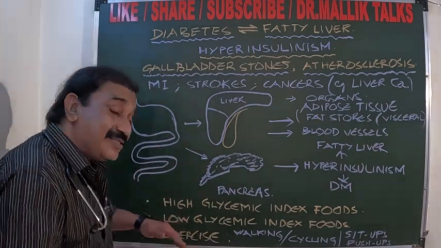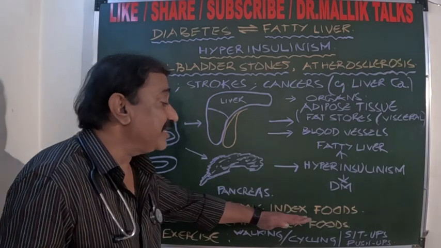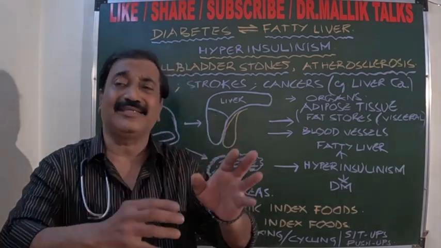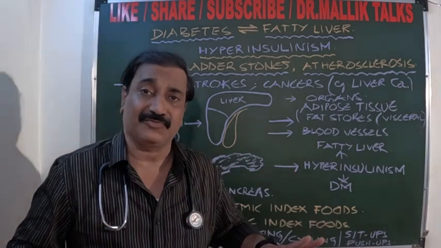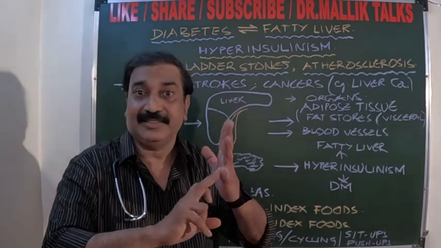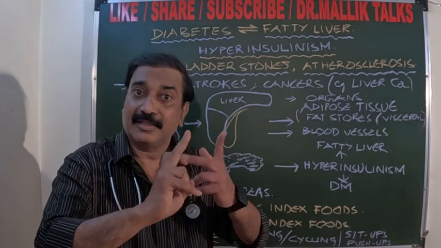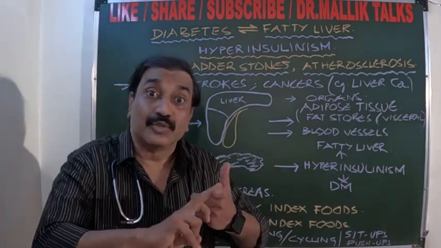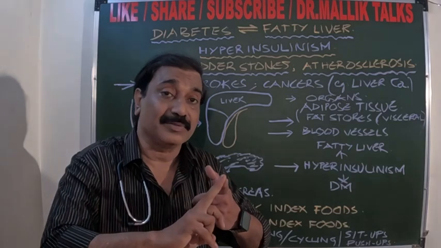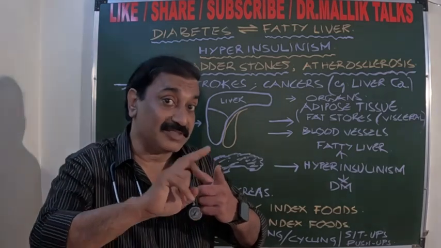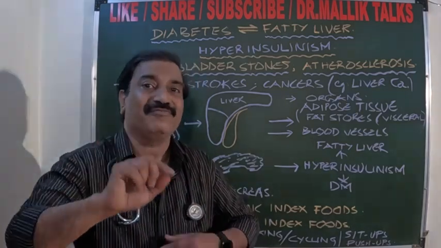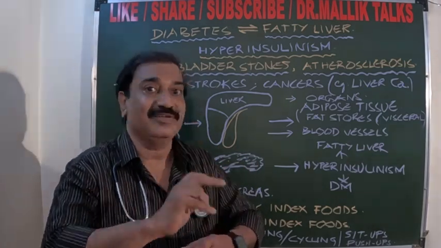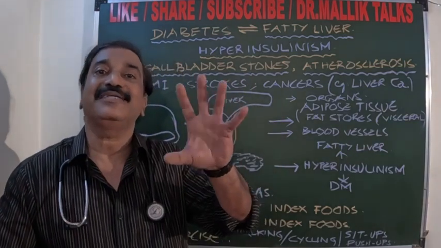Okay. The food content: high glycemic index foods, low glycemic index foods. What are the high glycemic index foods? Generally what we are eating is high glycemic index foods. For example, wheat, rice, sugar, jaggery and maida. I am talking about jaggery which comes from sugarcane, not jaggery from palm tree, because that is safer. But jaggery from sugarcane is very dangerous. So these are high glycemic index foods.